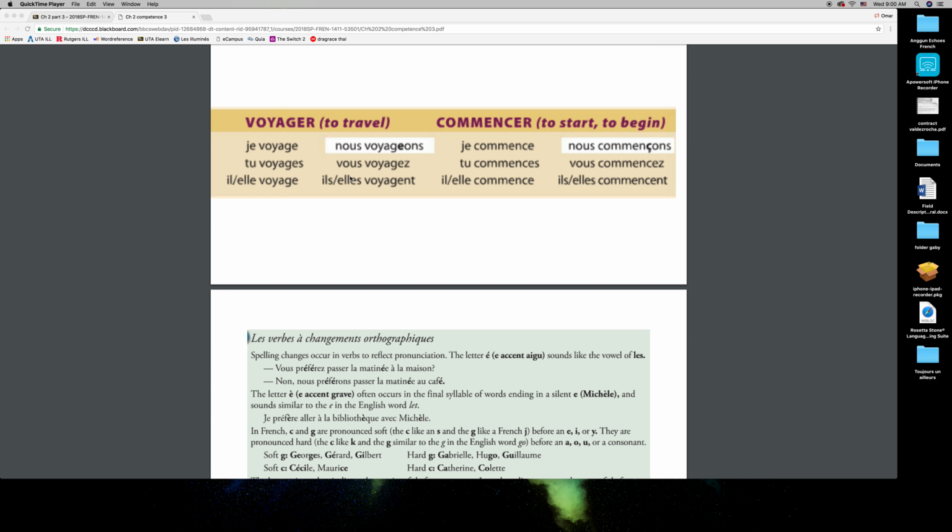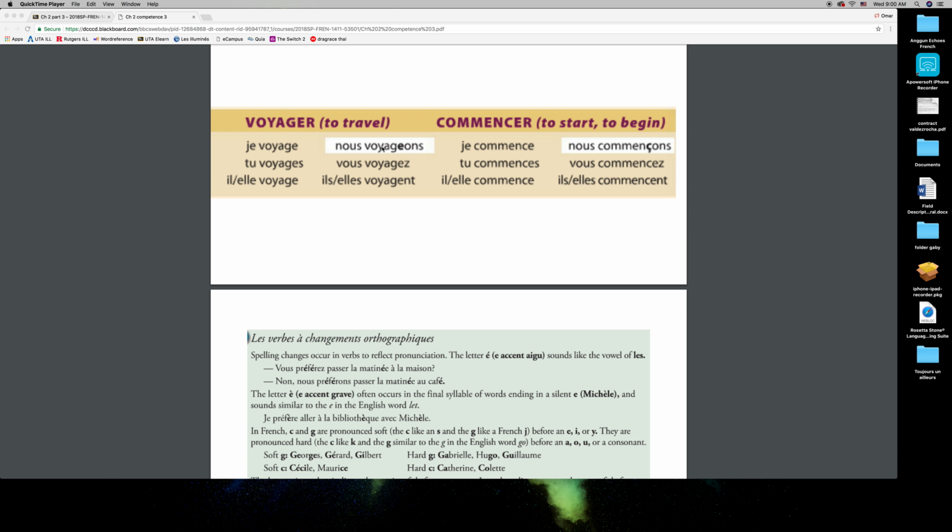Voyager. Again, we need uniformity. Je voyage, tu voyages, elle voyage, il voyage, vous voyagez. The pronunciation of G and O in French is "gon." So in order to avoid that, in the new form, we're going to add an E so that it can sound like all the others. Je, je, je, je.